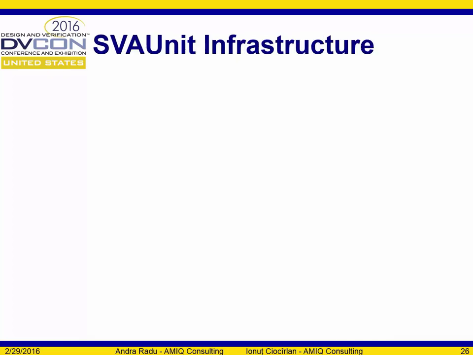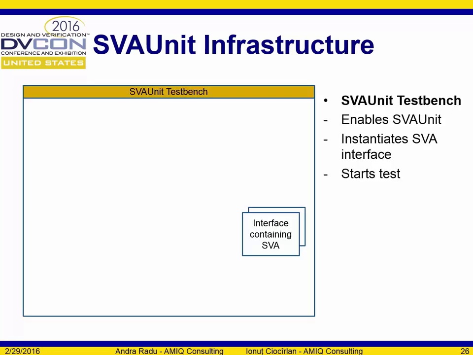Now, before we dive in and see how we can use the SVAUnit framework to develop a verification environment for our assertion, let's see what the building blocks of the package look like. First up, the SVAUnit test bench. This is the foundation. Here we will have an instance of the interface that contains the SVAs. You could just reuse your interface that you already have. You have it defined, you have your assertions defined, and now you want to verify them, so you can just reuse that, instantiate it in the test bench.